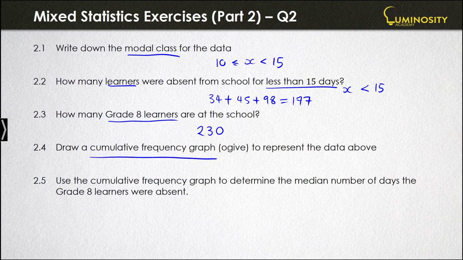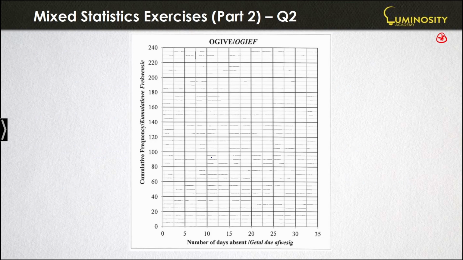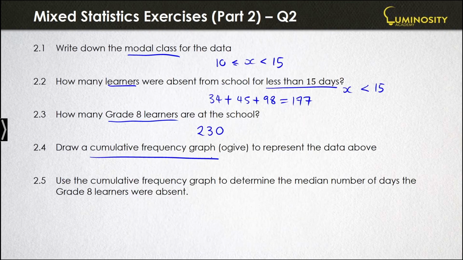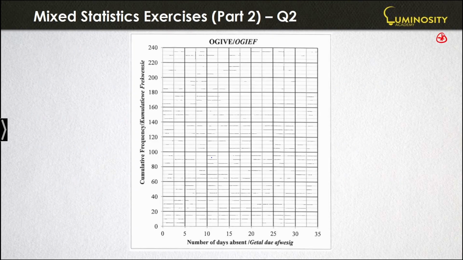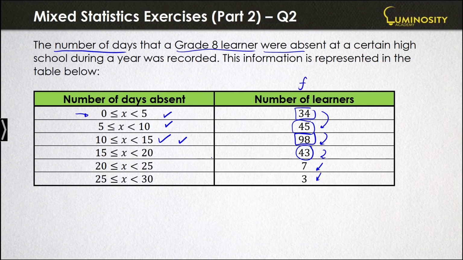Draw a cumulative frequency graph or ogive curve to represent the data above. So we're going to use this table now to draw it. You can see they already gave us the intervals nicely here for 0 to 5, 5 to 10, 10 to 15, and so on. So again, I'm going to need a cumulative frequency column over here, and I can just jot those values down. Remember, you're just adding up preceding values.